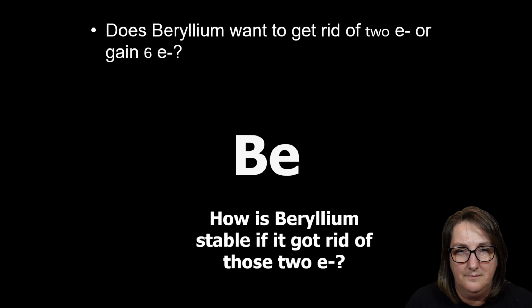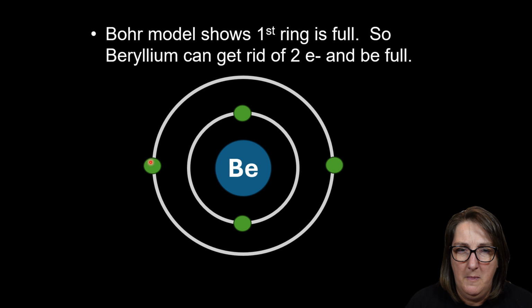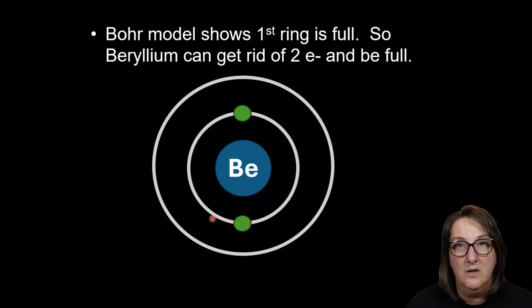So let's look at that. So here I have beryllium, and I'm going to get rid of these 2 electrons. That's going to be easier to get rid of those 2 than to bring in 6. And when I get rid of those, look what happened. Here I have my first ring, and my ring is full with 2. This is like helium, and beryllium's very happy to be like helium. So this first ring is full. Remember, that's why helium's in that noble gas column. So beryllium's first ring is considered to be full, so it's happy.